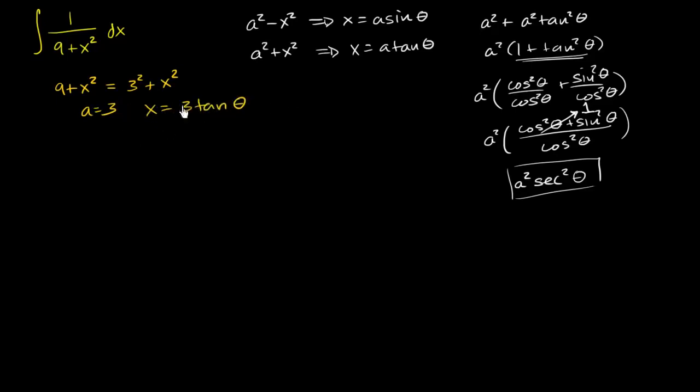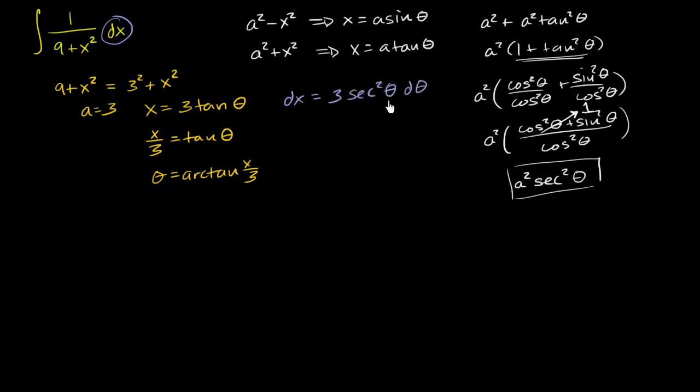So we'd want to make the substitution x is equal to 3 tangent of theta. If we want to solve for theta, we can divide both sides by 3, because we're later going to have to undo the substitution. X over 3 is equal to tangent theta, or theta is equal to arctangent, or inverse tangent, of x over 3. Now we're also going to have to figure out what dx is. So let's take the derivative, or write it in differential form. Dx is equal to 3 times the derivative of tangent theta with respect to theta, which is secant squared theta d theta.